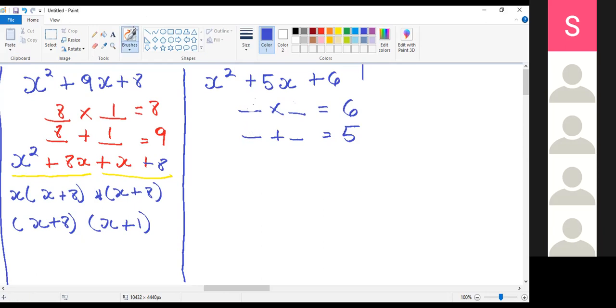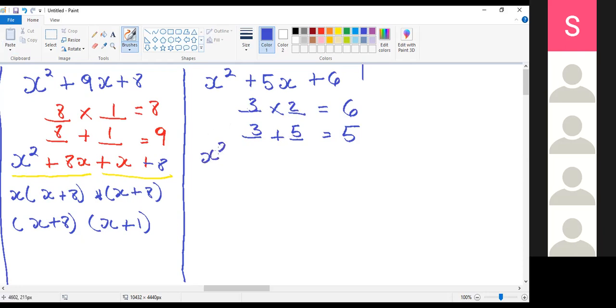3 and 2. 3 times 2, yes. What can 3 and 2 give you? 3 times 2 gives 6, and 3 plus 2 can give you 5. All right, so we'll work with that.